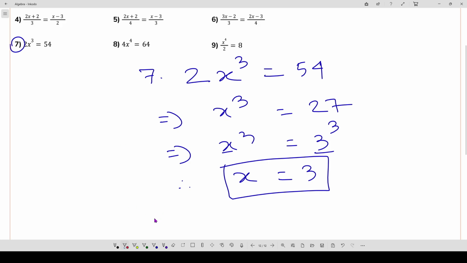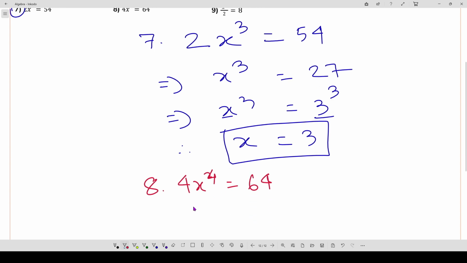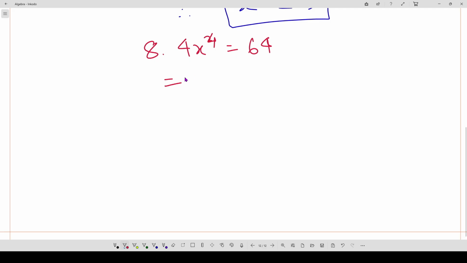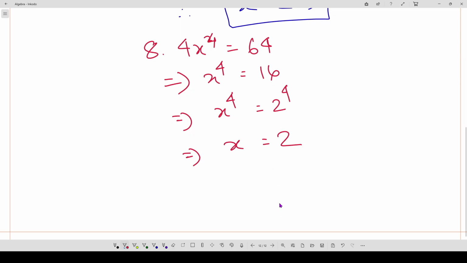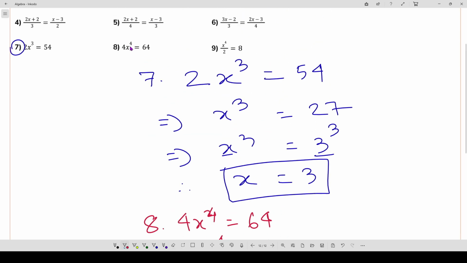Question 8. 4x to the power 4 equals 64. So this one we can divide both sides by 4. So x to the power 4 equals 16. Now look, x to the power 4 and here is 2 to the power 4. Therefore we can write x equals 2, right? So number 8 done.